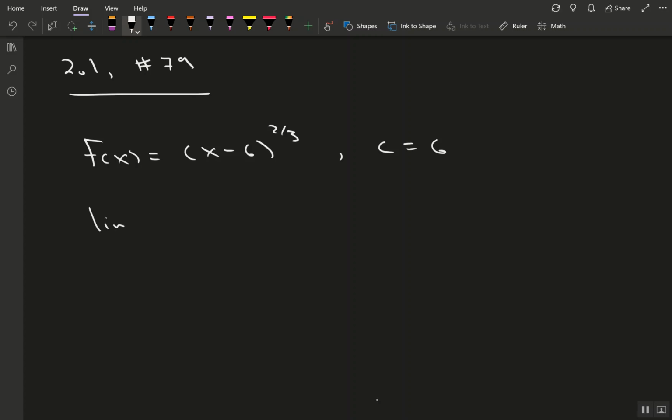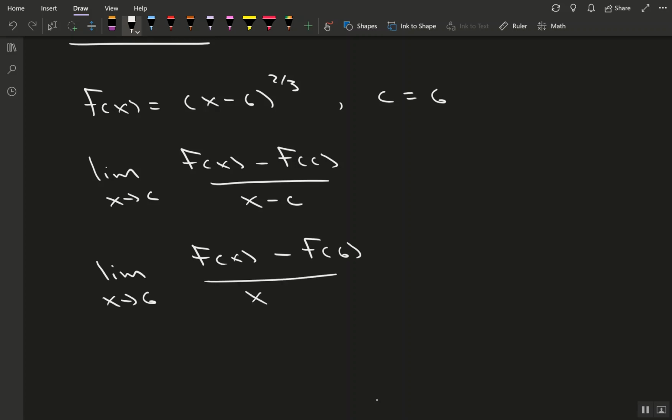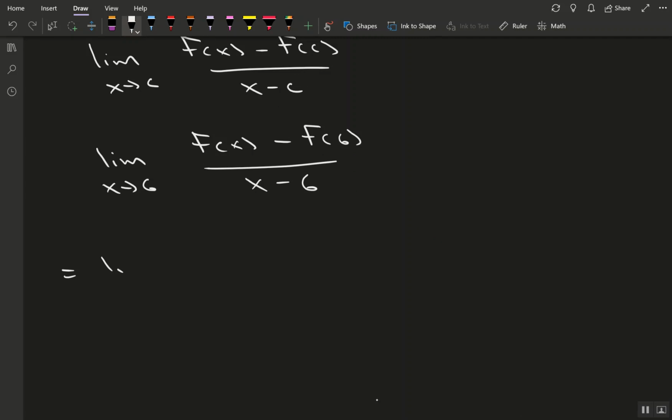This one says the limit as x approaches c of f of x minus f of c all over x minus c. Okay, let's just fill in what we have. So we actually have the limit as x goes to 6 of f of x minus f of 6 all over x minus 6. Okay, off to the races here. Let's just fill in what we have and see what we can do.